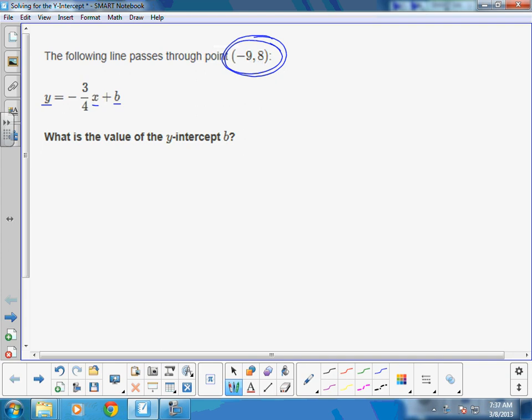So what we're going to do is, first of all, we want to solve the value for b. That means I want to get b all by itself. Since I only have one b and it's on the right side, I'm going to keep it on the right side. So it will be y plus 3/4 x equals b. I have to add the 3/4 x to both sides, okay? And then I have my b all by itself on the right side.